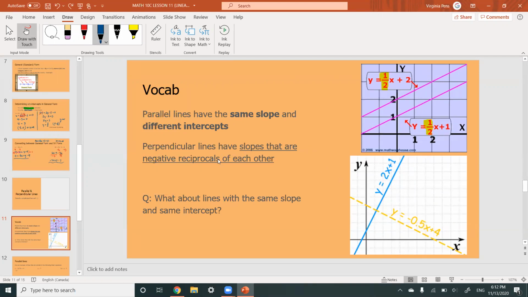Now, the definition that I gave you, negative reciprocals of each other, sounds really wordy. But basically, what a reciprocal is, so if you had a slope, something like a over b, the perpendicular slope would be the negative, and then the reciprocal. A reciprocal, remember, is just when you flip the numerator and the denominator. So the b is now at the top, and the a is now at the bottom. So in this case, our slope is 2, right? And then our perpendicular slope is negative 0.5.